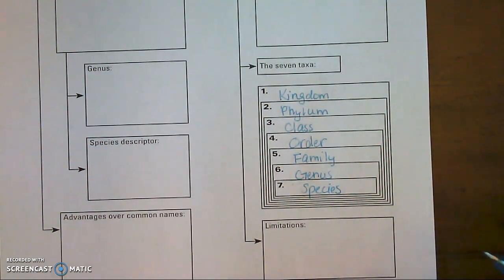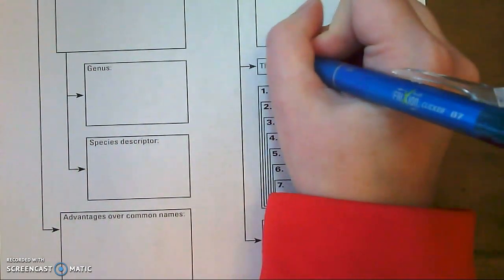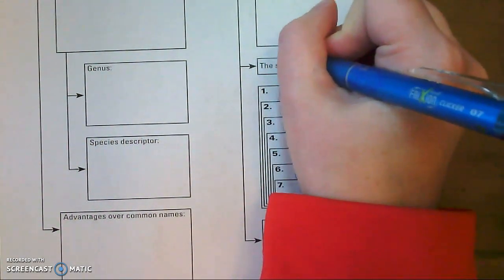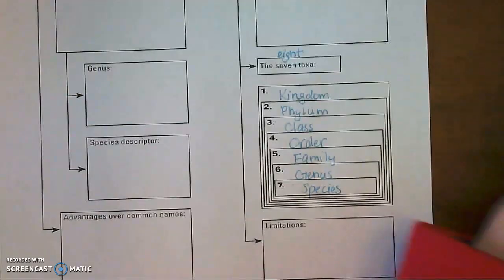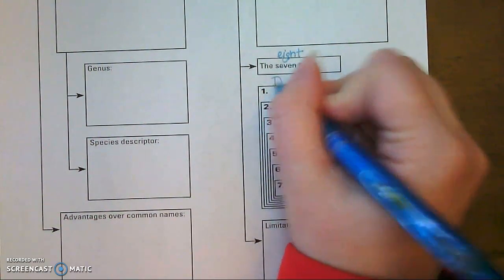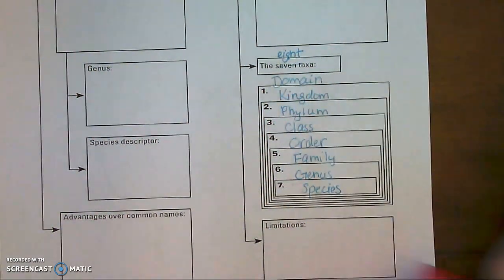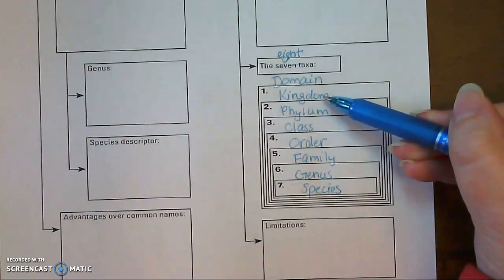Now we do have a taxon higher than the level of kingdom, so really there's actually 8 if you want to make that change. 8 taxa, and this highest level here we didn't really start using until relatively recently, and that is the level of domain. Everything on Earth can be classified into 3 different domains, and each of those domains has kingdoms within them.